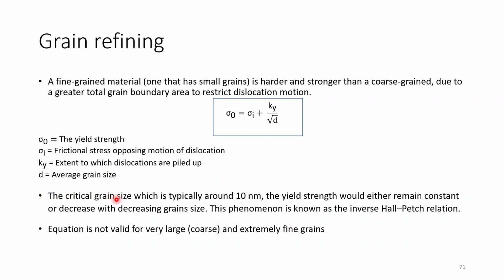Below a critical grain size, typically around 10 nanometers, the yield strength would either remain constant or decrease with decreasing grain size. This phenomenon is known as the inverse Hall-Petch relation. So if you keep decreasing the grain size below 10 nanometers, you won't see this strengthening. The equation is not valid for very large grains and extremely fine grains.